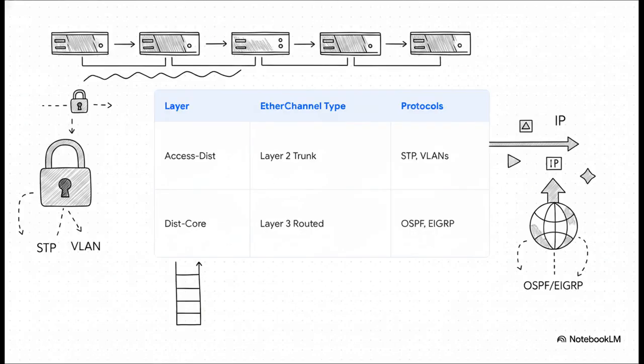Let's map out how this fits into your overall network hierarchy. As you move up from the access layer to the core, you generally see 2 main flavors of EtherChannel. When you're connecting your access switches to your distribution switches, you're typically building a Layer 2 trunk EtherChannel. That means you're dealing with STP and VLANs. But as you move higher up the chain, say from distribution to your core network, you're usually building a Layer 3 routed EtherChannel, and that type relies on IP addresses and routing protocols like OSPF or EIGRP.